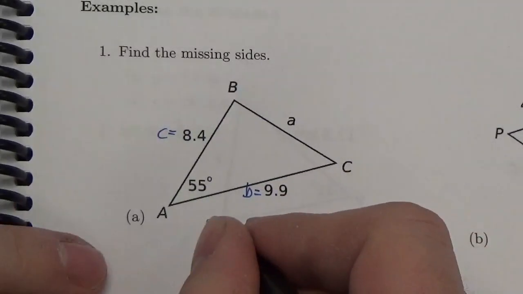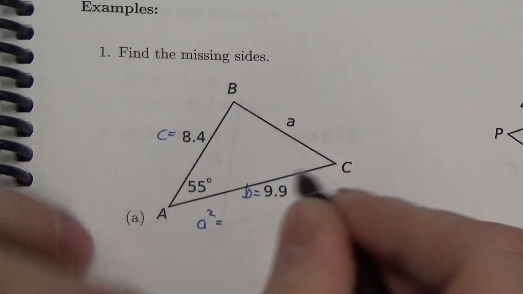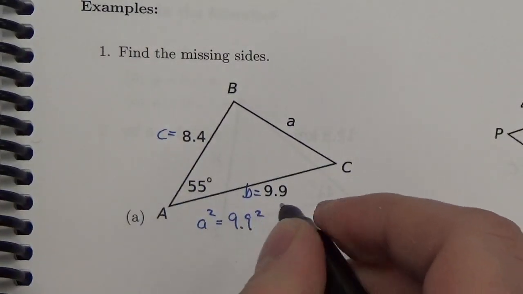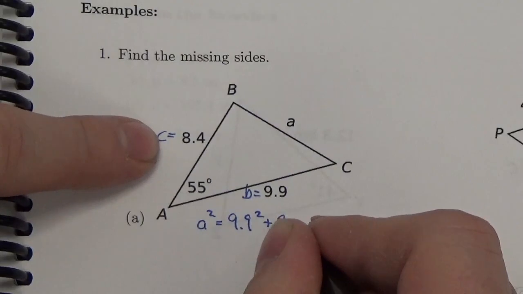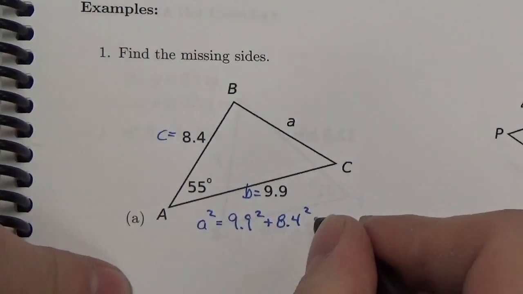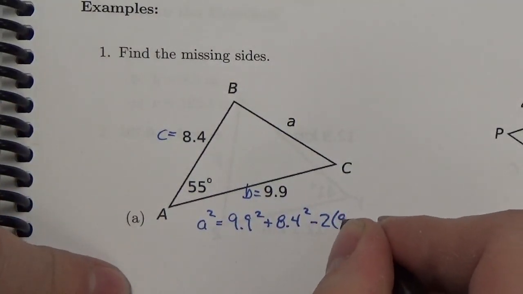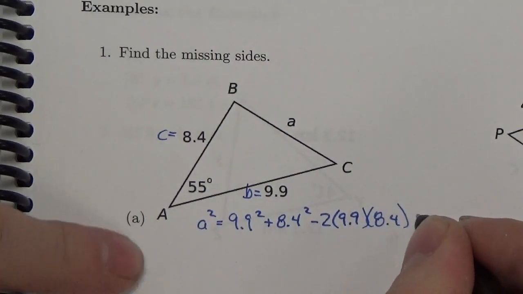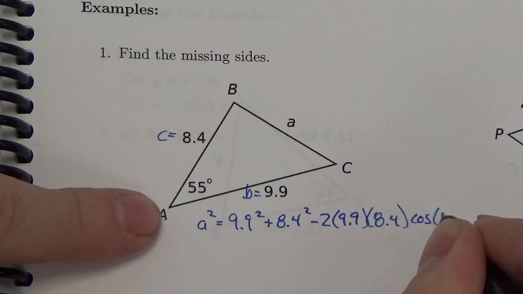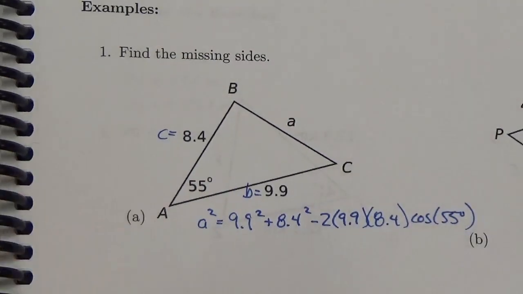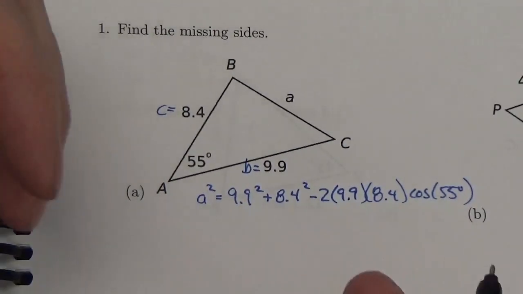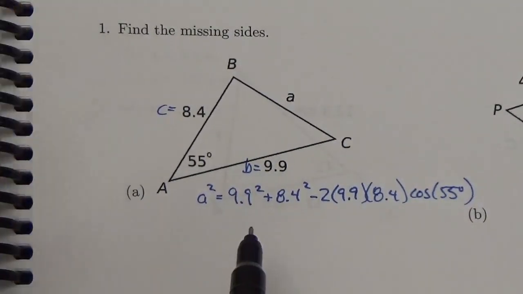Okay, so I know that A squared is going to equal B squared, so it's going to be 9.9 squared plus C squared, 8.4 squared, minus 2 times B times C times the cosine of the angle in between. Now, for the first few times that you do this, I suspect you're going to need to have that equation handy so that you can just follow along here.